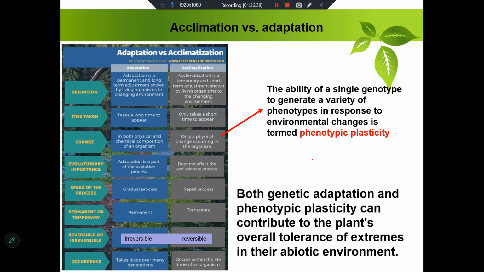So what is the difference between acclimation and adaptation? Adaptation is a long-term adjustment shown by living organisms to a changing environment. Acclimation is a temporary, short-term adjustment shown by a living organism to a changing environment. One is a long-term process. It will take hundreds of thousands of generations to adapt to a certain condition. But acclimation is something acquired during its lifetime.